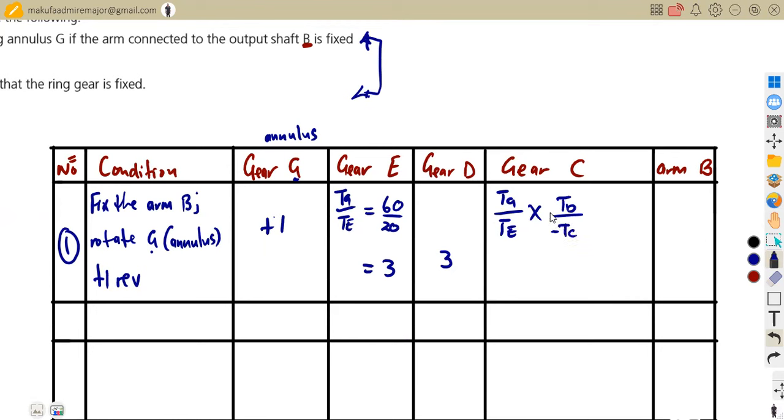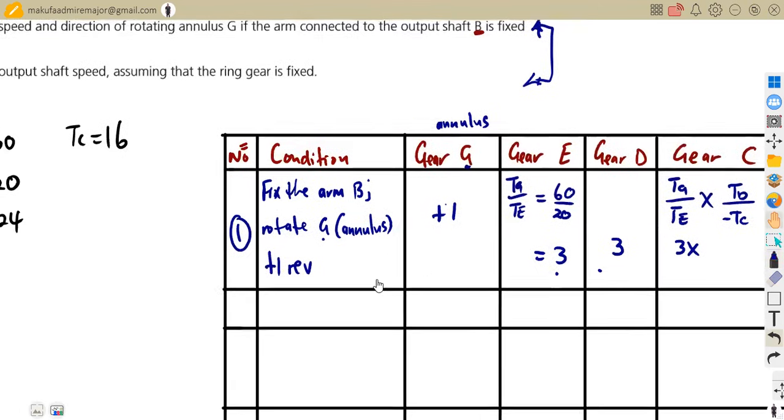In normal cases, you see TE, where these two cancel. No, this time it's not like that. But the values that we are taking are the same because this is the one that we got. And remember what we said before, these two are just the same. So we are simply going to take the answer that we got previously, which is TG 60 over 20. It gave us 3. So it's going to be 3 times TD over minus TC.